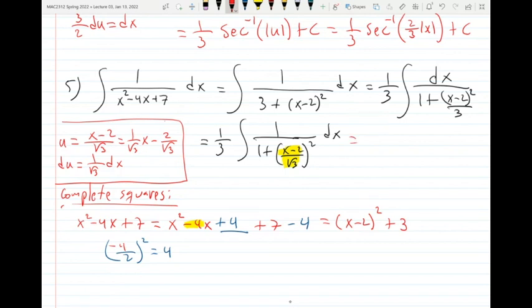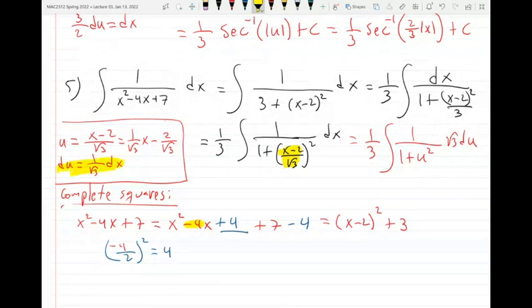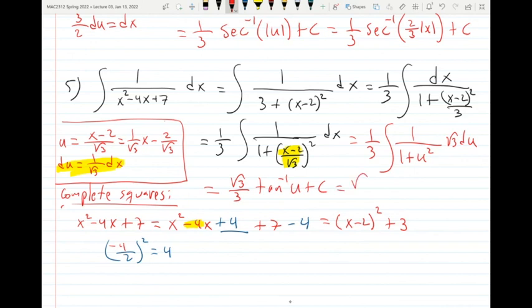Okay, let's put the substitution. So that will be 1 over 1 plus u squared. And then who can tell me what's dx equal to? Square root of 3 du. Right here. Right? So for dx, multiplied by square root of 3. So we get the square root of 3 comes out. So square root of 3 over 3, inverse tangent of u. But remember, u is x minus 2 over the square root of 3.